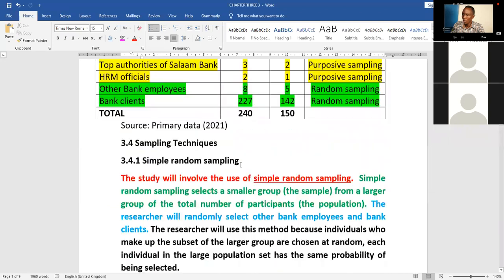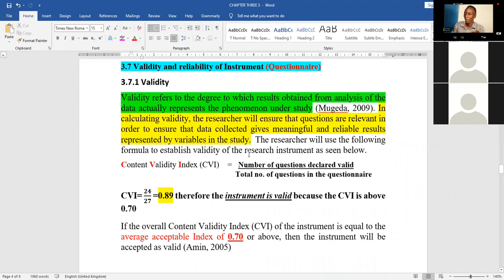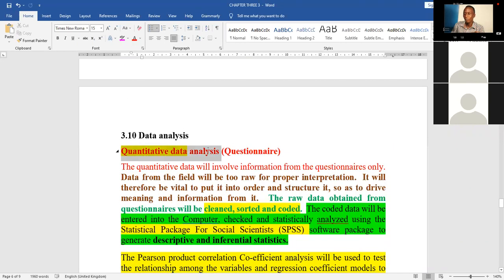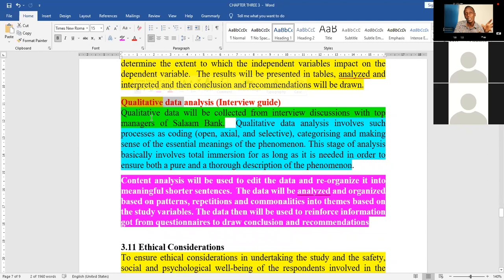Yeah, almost done, guys. Maybe 5 minutes. So we have two types of data. We have quantitative data analysis, which is quantitative data. Then we also have what we call qualitative data. Now, when do you use quantitative? When do you use qualitative?